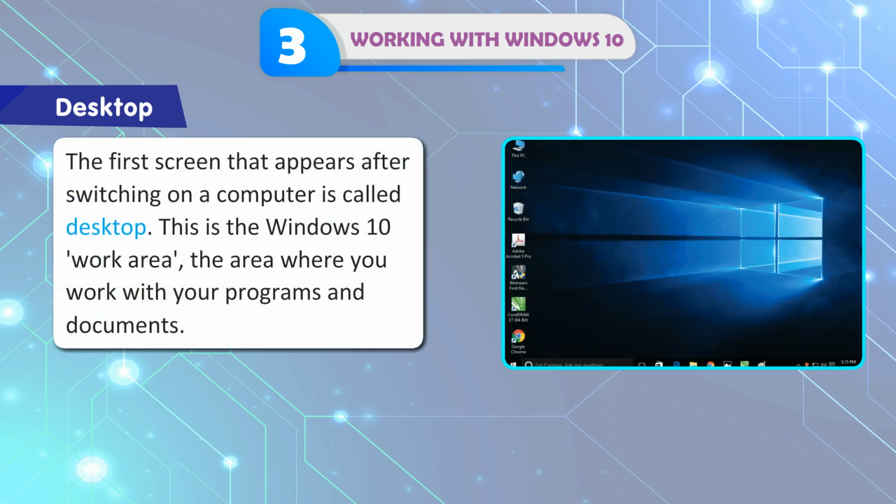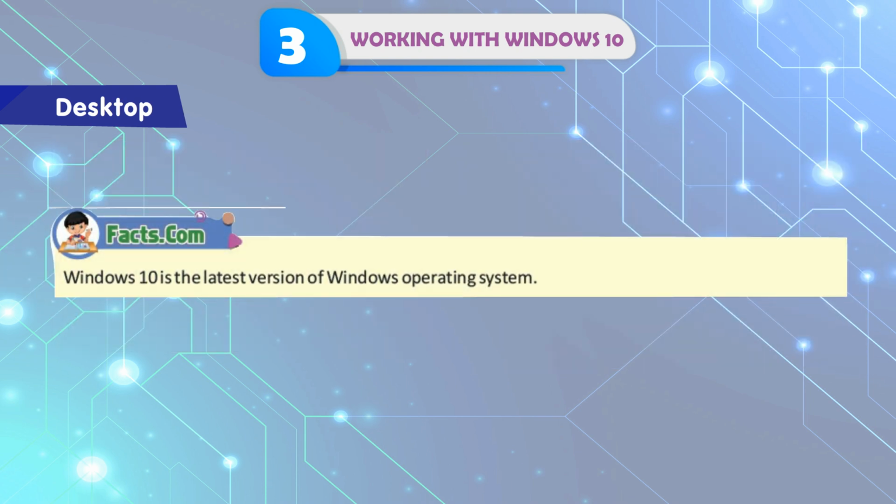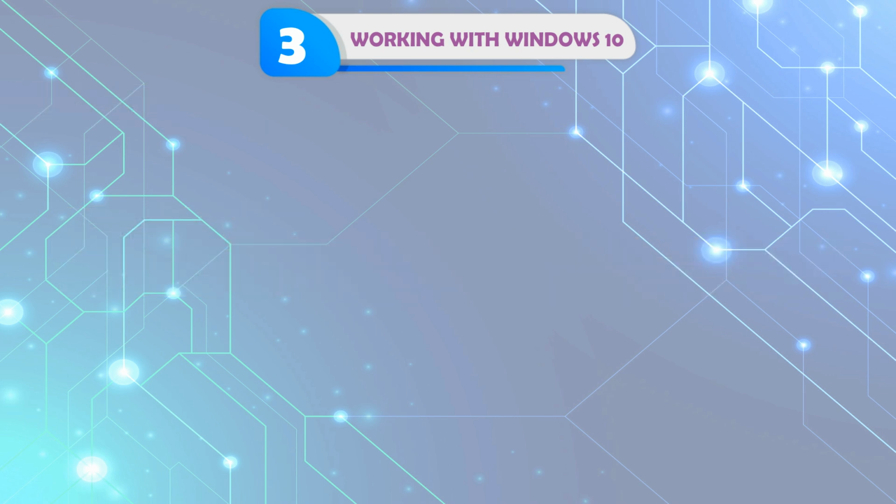Desktop. The first screen that appears after switching on a computer is called Desktop. This is the Windows 10 work area, the area where you work with your programs and documents. Windows 10 is the latest version of Windows operating system.